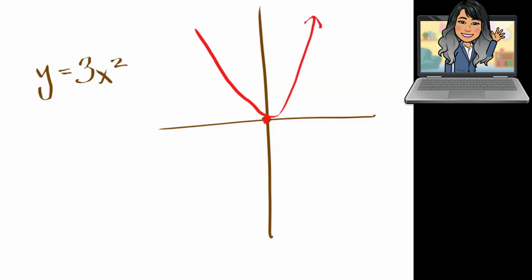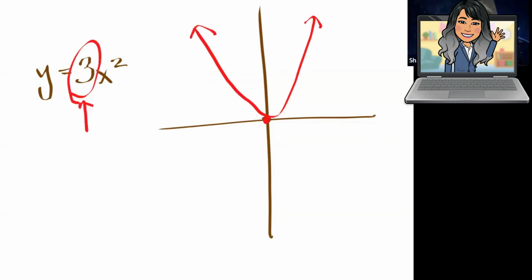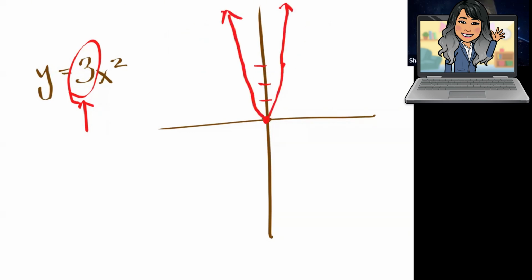If I put a bigger number, like a coefficient of 3, it's going to make it steeper. The compression is going to be 3, which basically means you're going to go up 3, 1, 2, 3, and right 1. So the slope is 3. So it's actually going to look like this. It's going to be more narrow. Do you see that? Yeah.